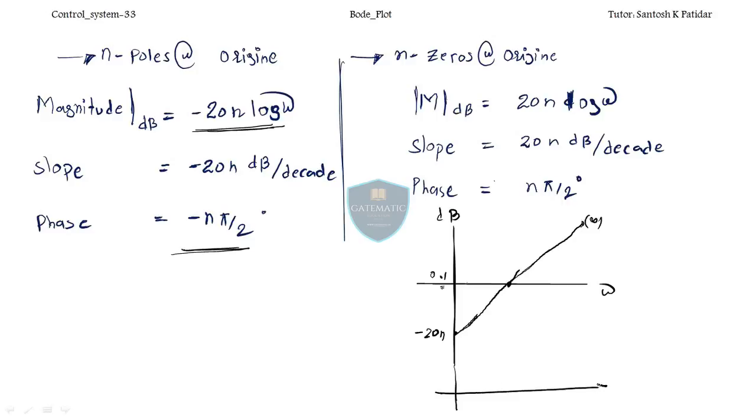If you plot the phase graph, it's plus n pi by 2, where n is the number. If n is 1, you will get 90 degrees. If n is 2, you will get 180 degrees. If n is 3, you will get 270 degrees. Like this it will go. Is it okay to you? Now the point is, if n equals 3, it will start from minus 60 dB line, isn't it? I hope this point is clear to you.